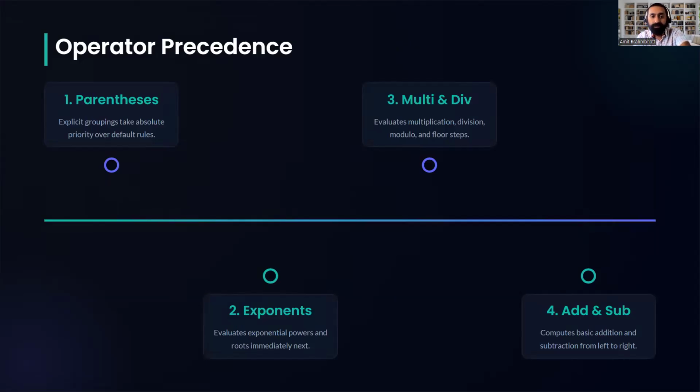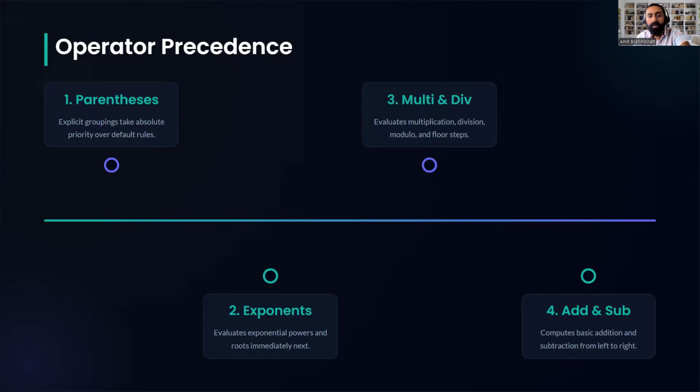Operator precedence. When you chain operators together, Python evaluates them using strict operator precedence. We follow standard algebraic rules, which you might remember as PEMDAS. First, Python always respects groupings inside parentheses. Second, exponentiation is evaluated. Third, multiplication, division, modulo, and floor division are processed. Finally, addition and subtraction occur. If operators have the same level of priority, Python evaluates them strictly from left to right.